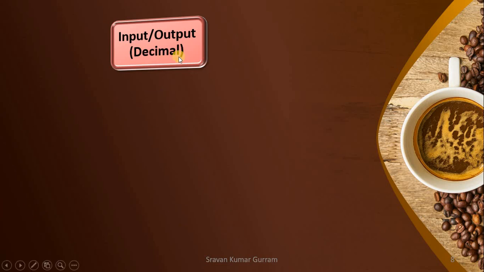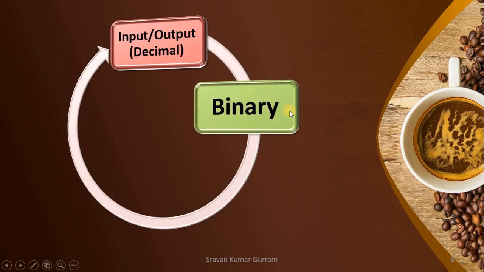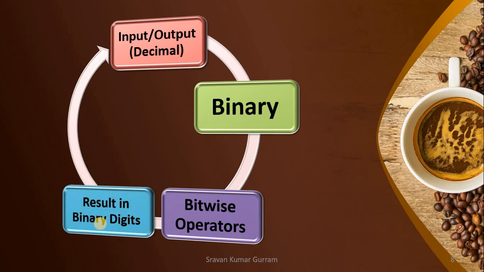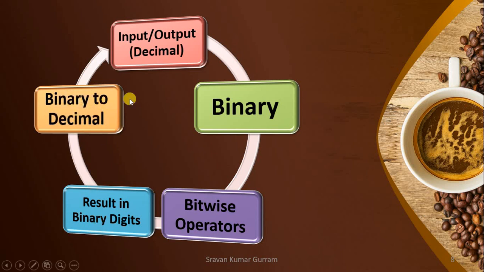If you enter the input values in the form of decimals, first the decimal value will be converted into binary internally, and the bitwise operators work on these binary values. The result will be generated internally in the form of binary. The next step is that the binary value is converted into its equivalent decimal value, and finally this decimal value will be displayed as output. This is the internal implementation of the bitwise operator when you are working with decimal values.